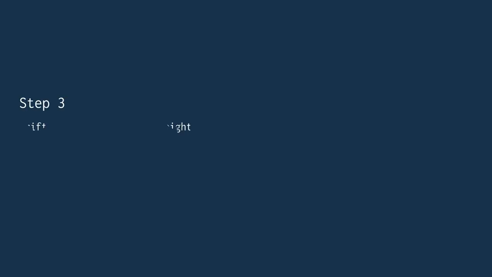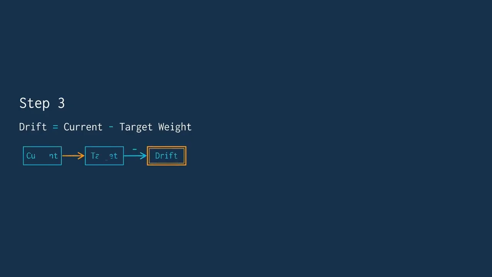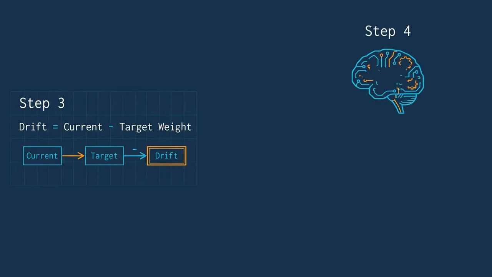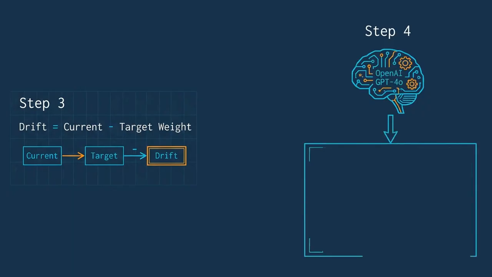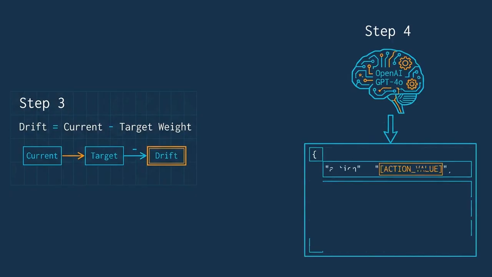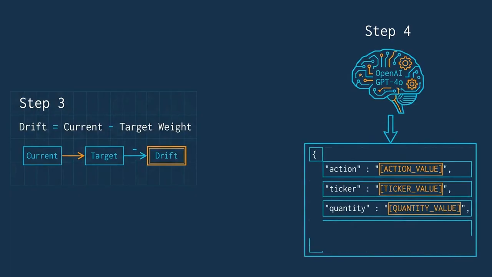Step 3. Calculate the current weight of each position by dividing its market value by total portfolio value, then compute drift as the absolute difference from the target weight. Step 4. Pass the drift report into an OpenAI GPT-4o prompt using a structured output schema. Enforce a JSON response with fields for action, ticker, quantity, rationale, and confidence score.